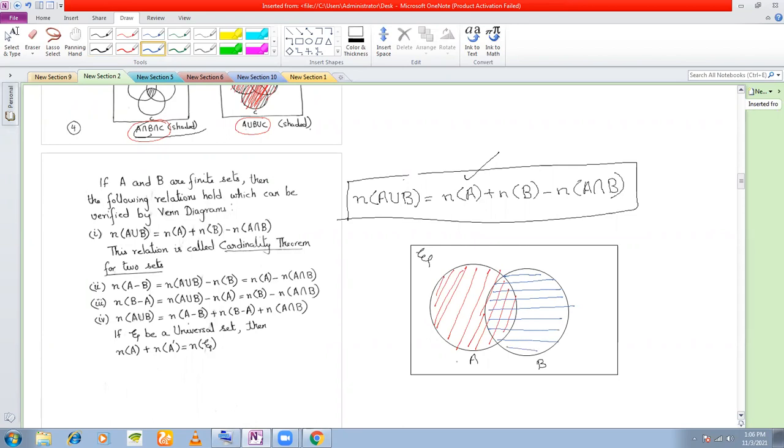Right? So what do you see? This area here, this area that you see here, this has been considered twice, isn't it? Yes, sir. But what is this area? This area is A intersection B. So that is why cardinality of A, the red part, plus the cardinality of B. And because this area has been considered twice, that is why you subtract once cardinality of A intersection B. Is this clear? This gives you the cardinality of A union B.